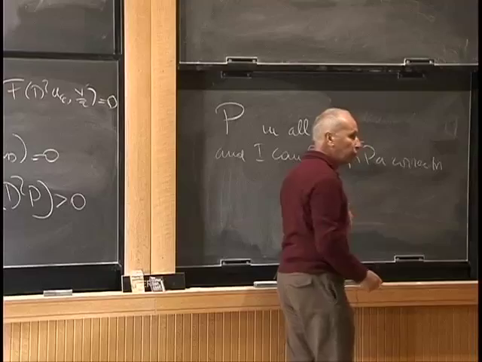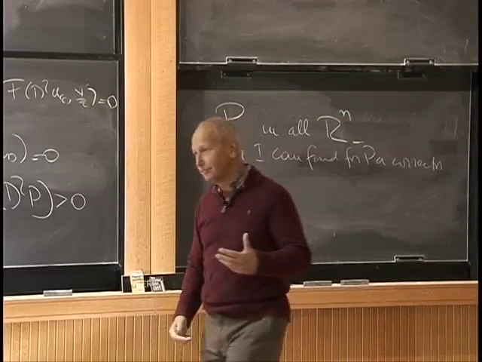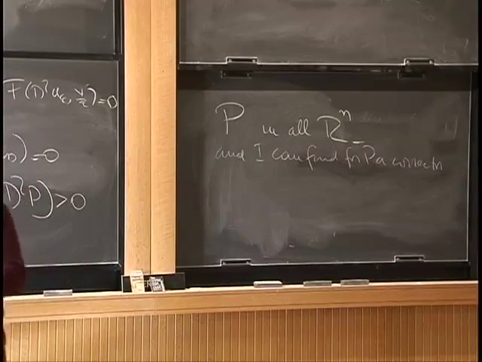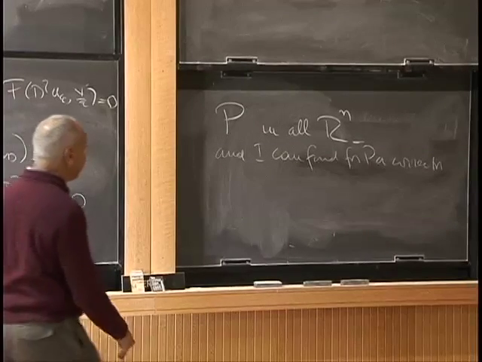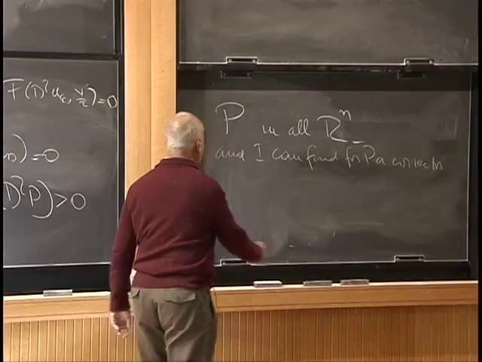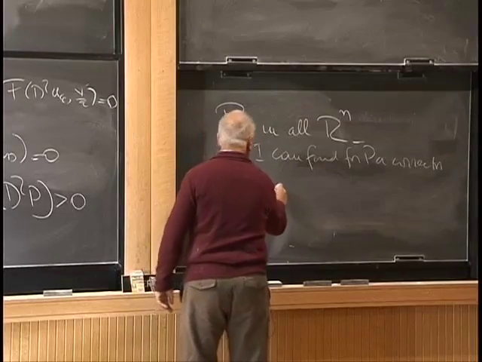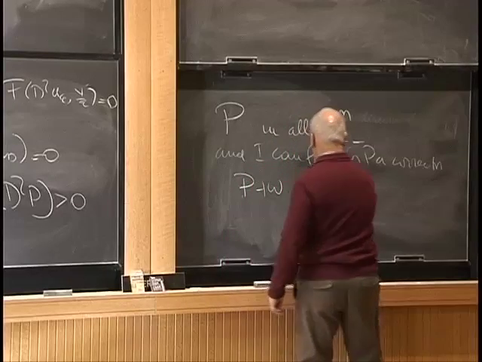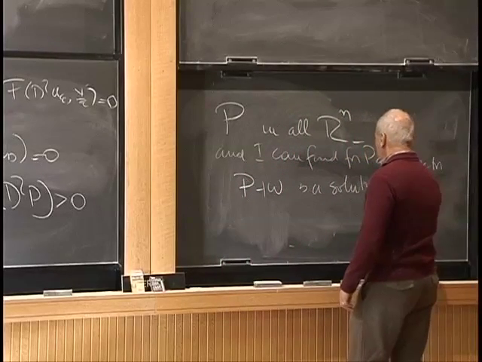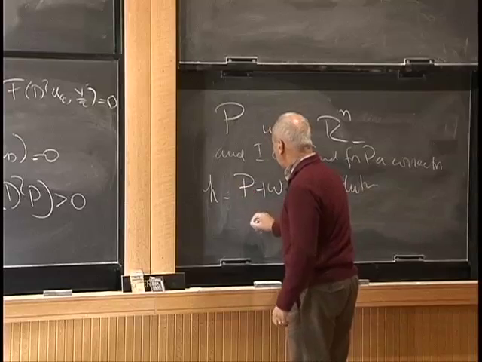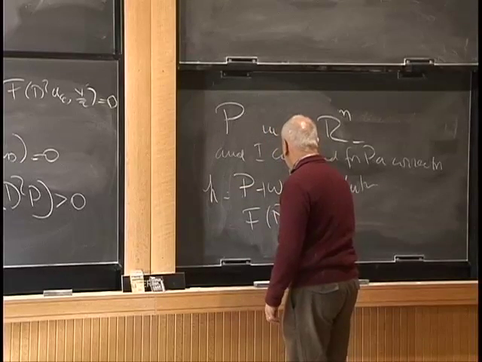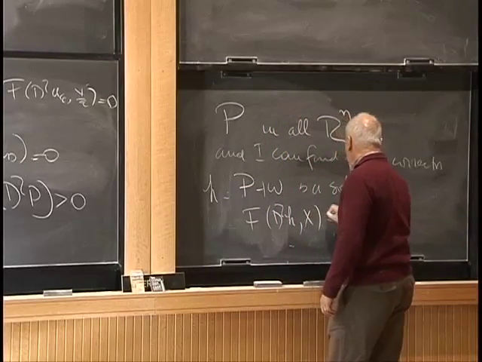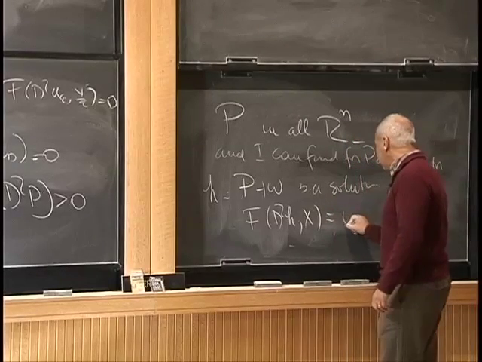What will be a corrector? It will be to find the polynomial-like solution of the oscillatory problem. That was what the correctors were. Take the linear function, you take the linear-like solution of the oscillatory problem. In other words, you want to find a bounded W such that P plus W is a solution of f of d square of h x equal to 0.